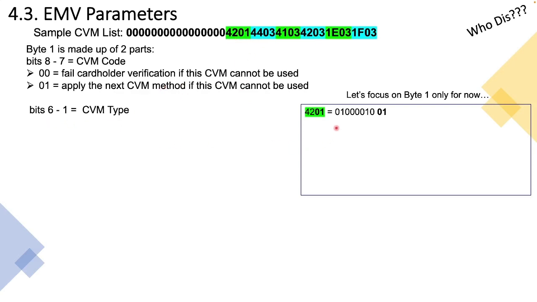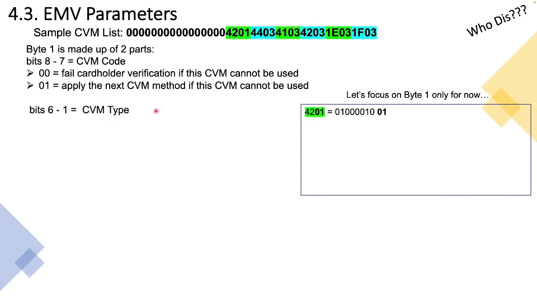Now, had the first 2 digits here, after we converted it from hex to binary, been 00, it means that the terminal would have said, uh-oh, I'm stuck here. I have to fail cardholder verification. I cannot use any of the others now, and it will flag on the transaction as cardholder verification failed.